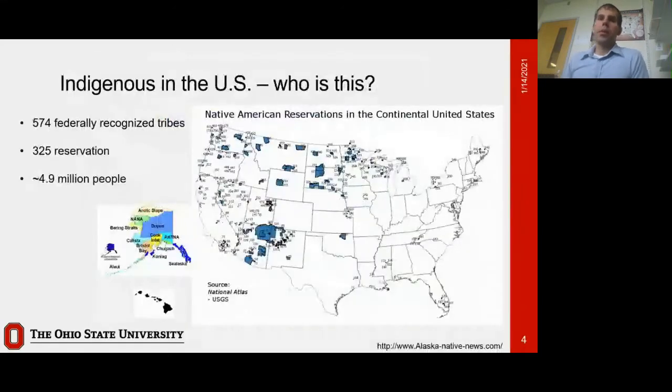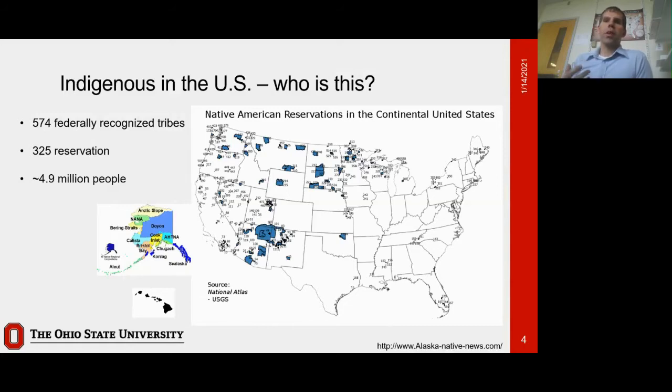So within the United States, when we're talking about indigenous people, we're really talking about people that exist within the 574 currently federally recognized tribes that are found across 325 reservations and include around 5 million people. So that's about that 1 to 2%-ish.